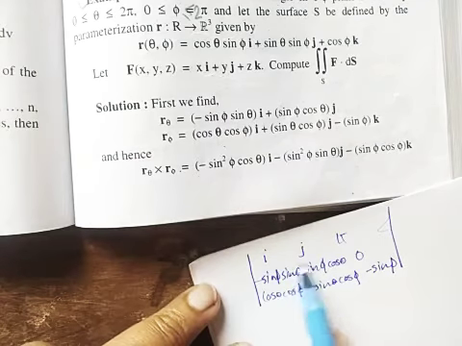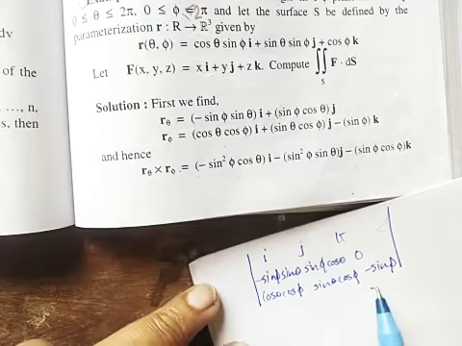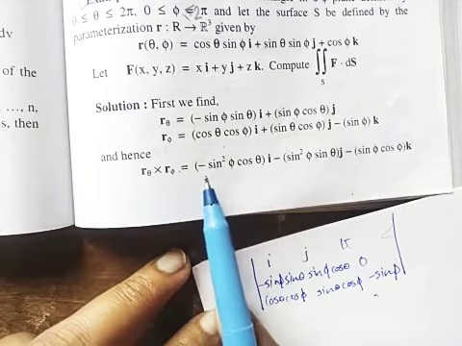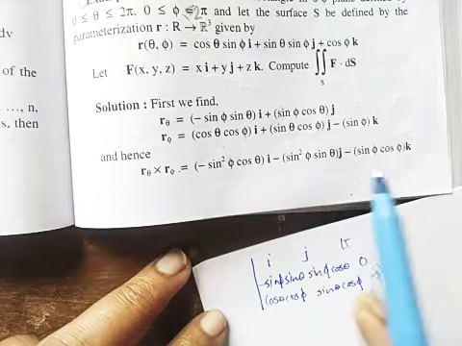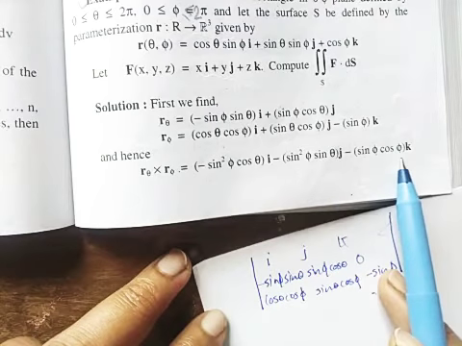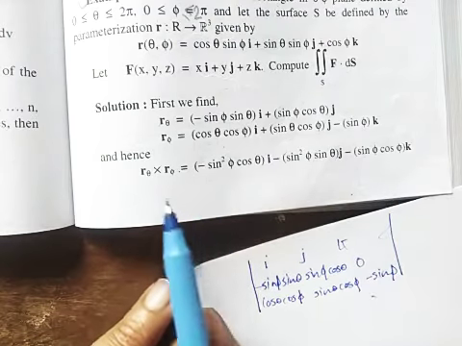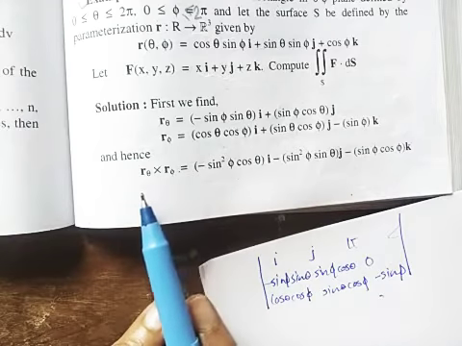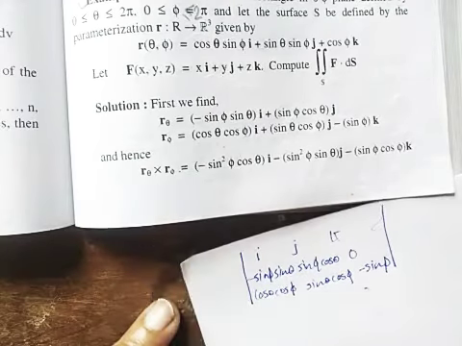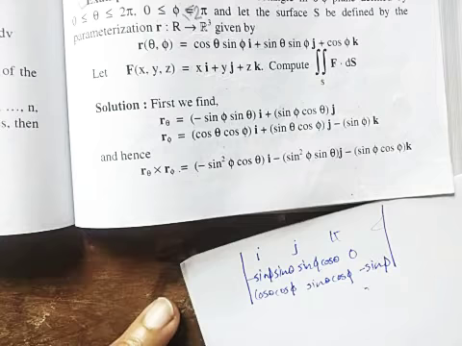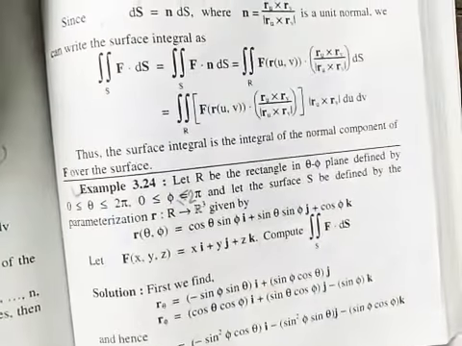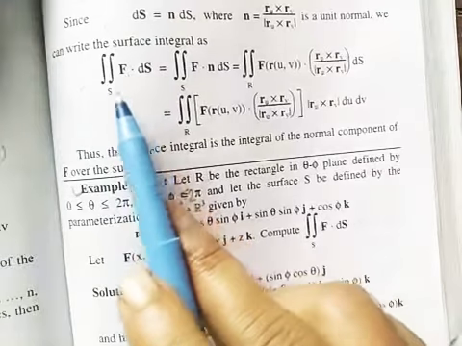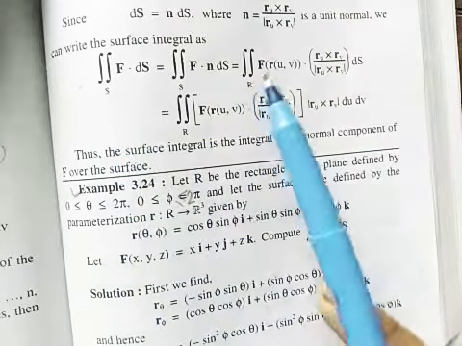So we calculate this determinant, and you will get r theta cross r phi as minus sin square phi cos theta i minus sin square phi sin theta j minus sin phi cos phi k. After that we would calculate its modulus, but there is no need to calculate the modulus. What is the formula here? We have to calculate F dot dS. So F dot dS we will find out.